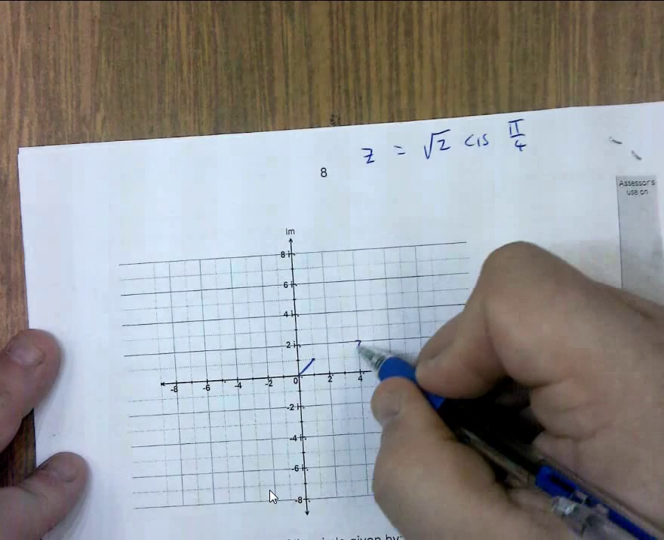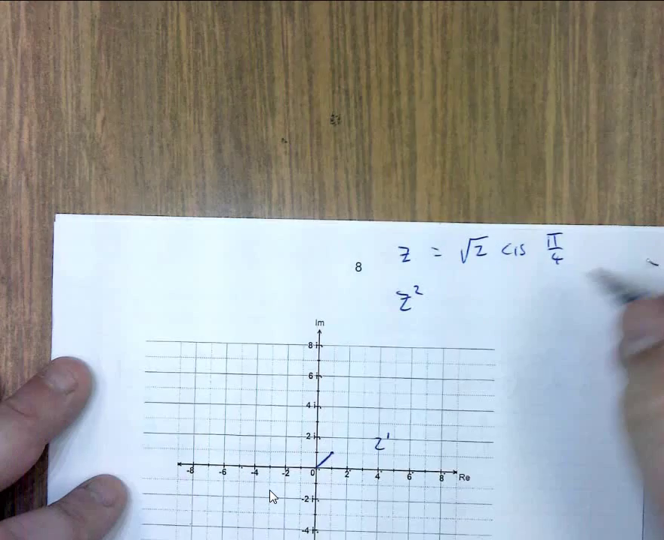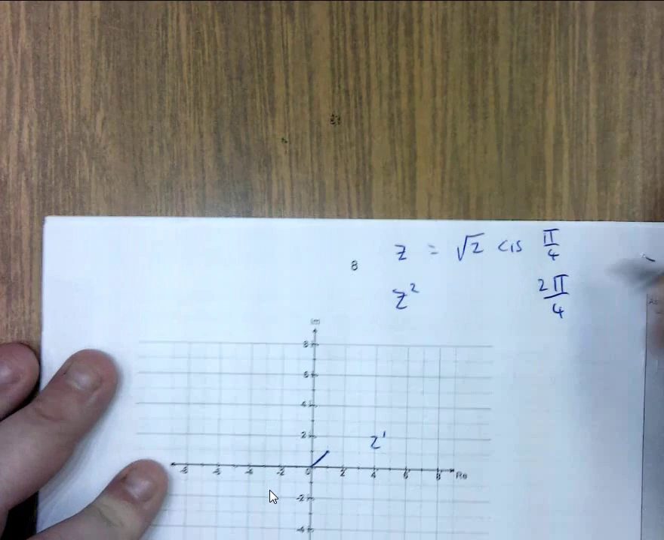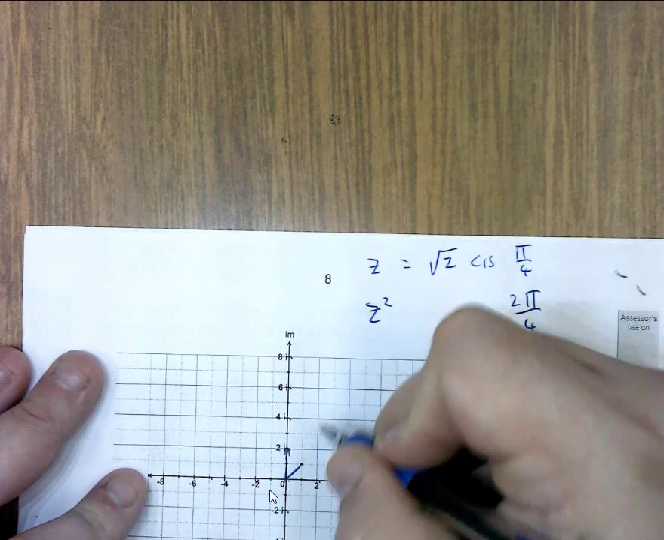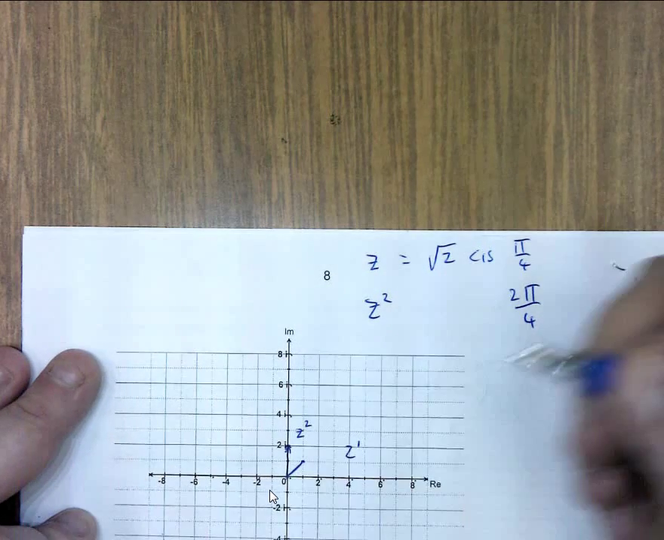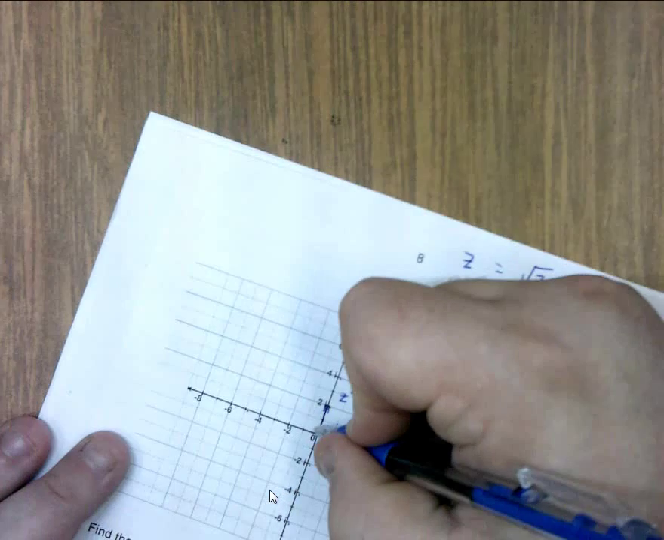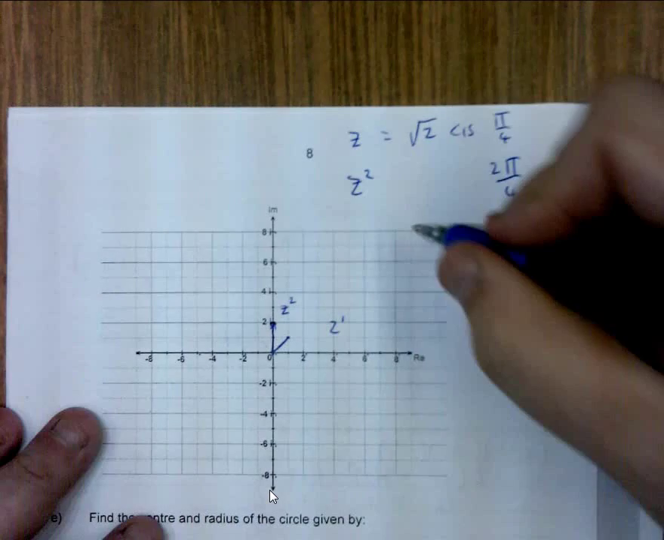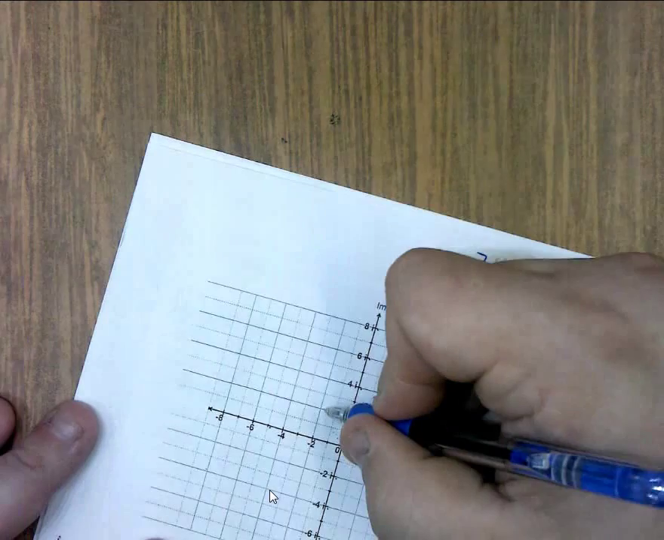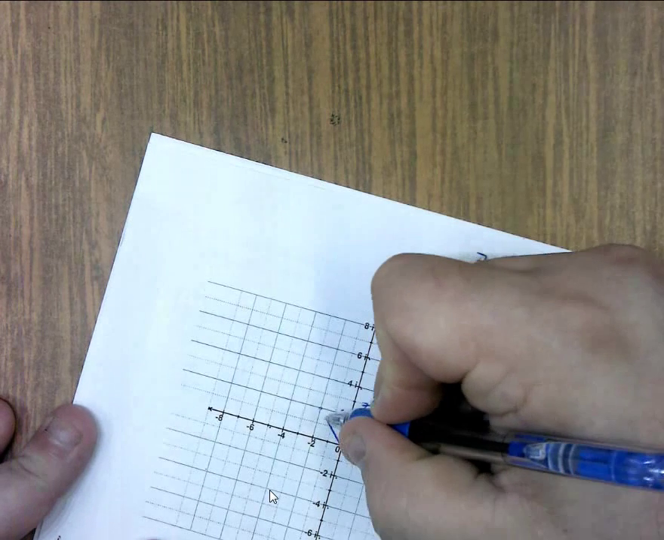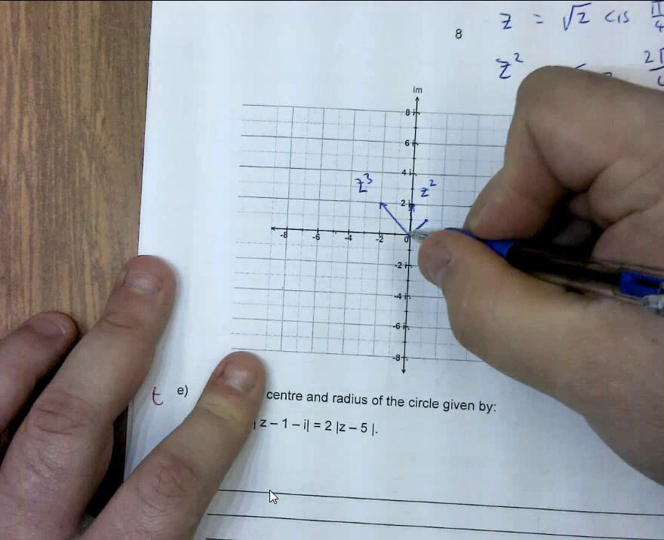Z to the power of 2 is root 2 squared, which is 2. And the angle is going to be 2 pi over 4, which is pi over 2, which is 90 degrees. So that there is z to the power of 2. And z to the power of 3 is going to be 3 pi over 4, which is this angle here. And the length of it is going to be root 2 times 2, so it's going to be twice as long as this one. So it's going to go out to just there. And that's your z to the power of 3. So that's your 3 complex numbers, which are the 3 powers of z.